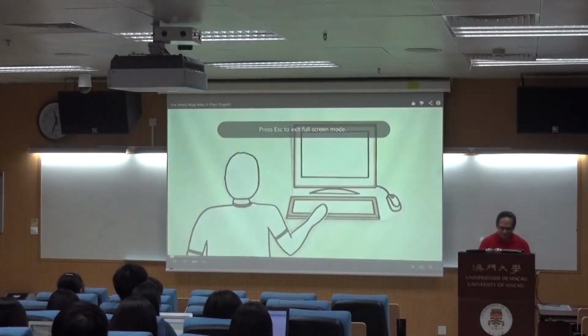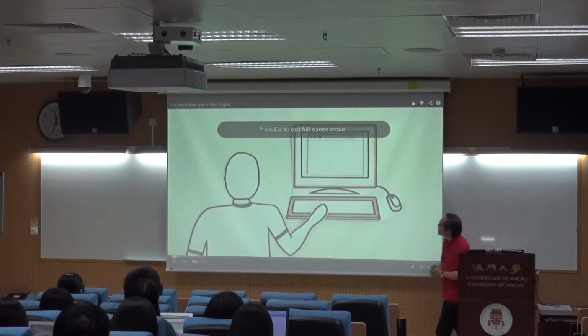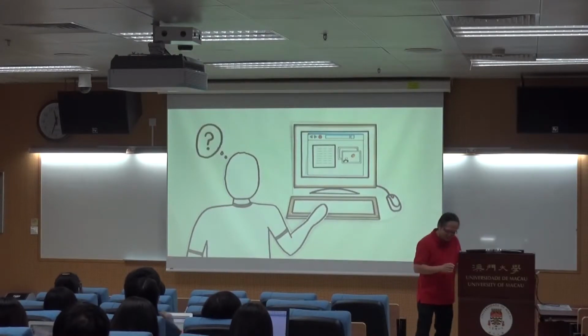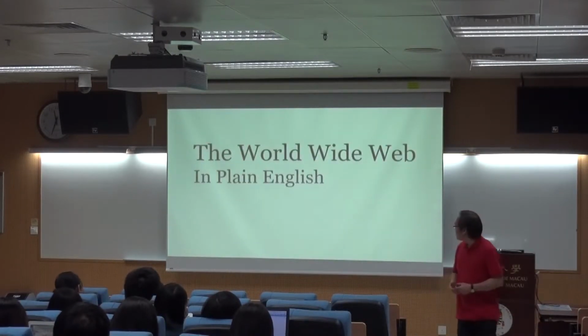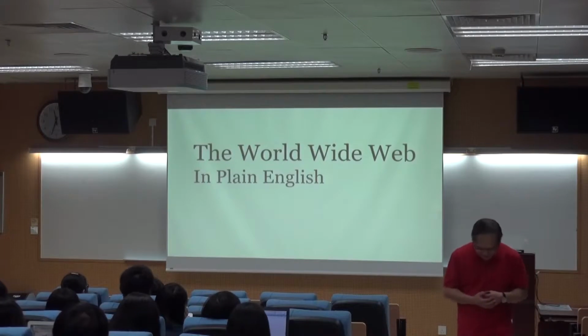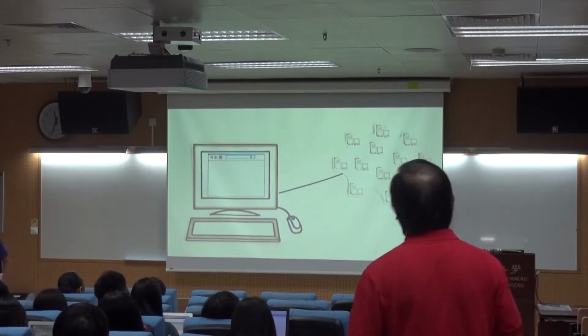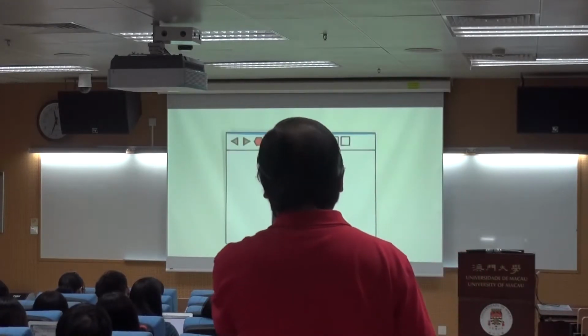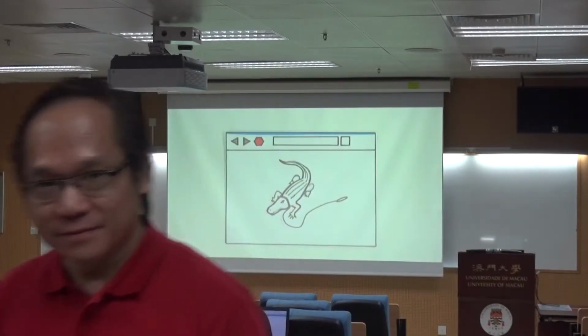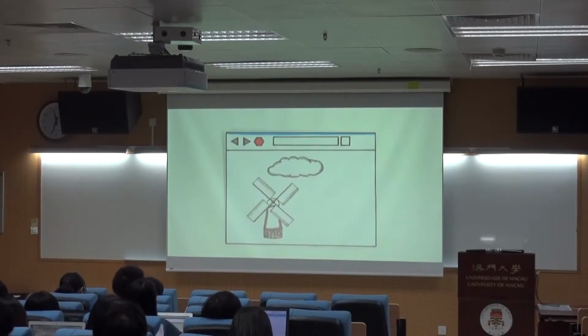Have you ever wondered, when you visit a website, where those words and images come from? This is the World Wide Web in plain English. These days, as long as we have an internet connection, using the web is pretty easy. We can visit billions of pages on things from pet alligators to the weather in Holland.